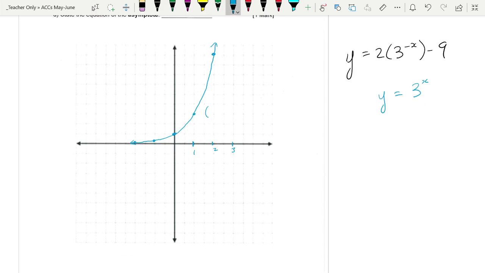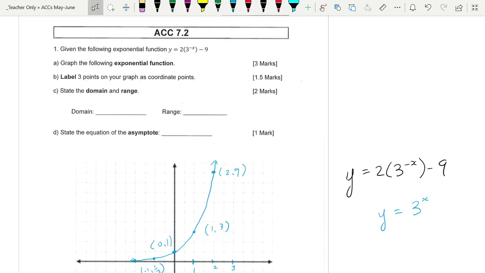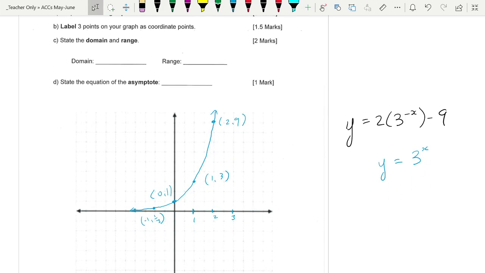So this is, of course, the point 1, 3. This is 2, 9. And this is 0, 1. And this one here is negative 1, comma 1/3. There's 4 points. I only had to do 3. I should get a bonus mark. Oh, they're only a half mark each. So there, I just got my 3 half marks by labeling points. I got the 3 marks for the graph. I'm going in the right direction.